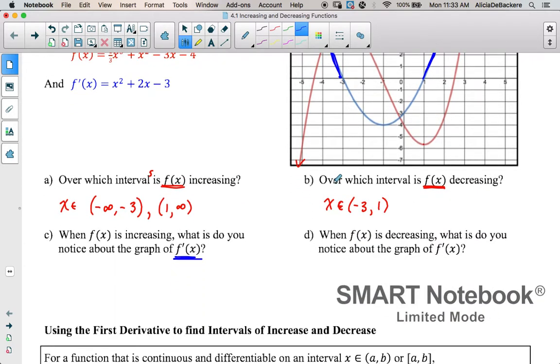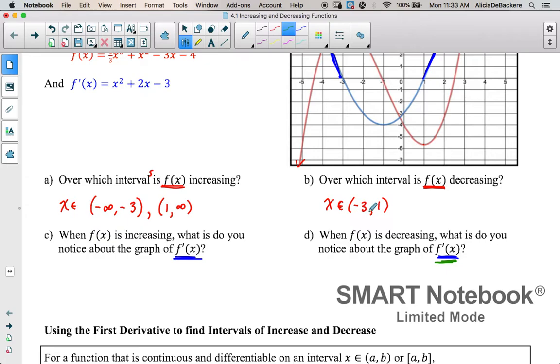And then in Part B, I'm just going to skip ahead for a second. I'm going to use a different color here, even though I'm still looking at the blue graph. So I'm looking at the blue graph, but I'm going to use green here. And this one's asking me, when the original function, the red graph, is decreasing, what do we notice about the derivative graph?